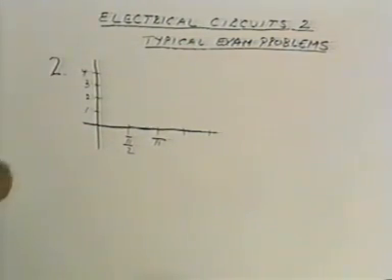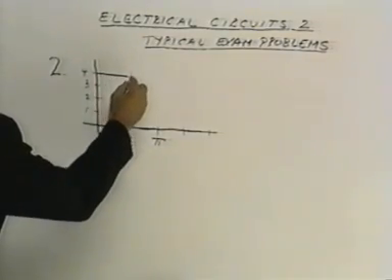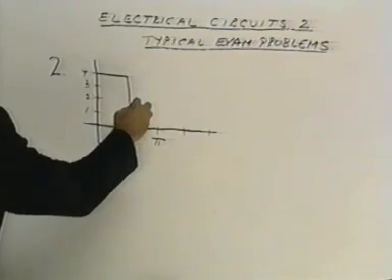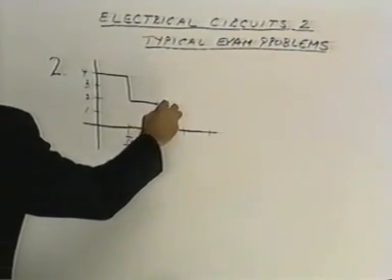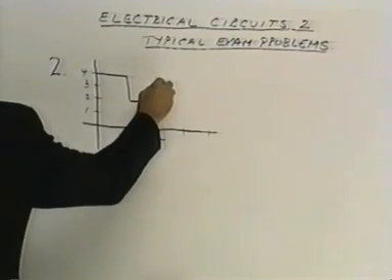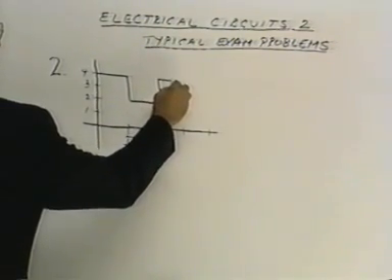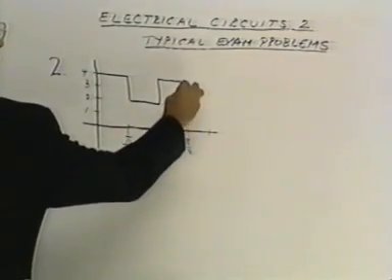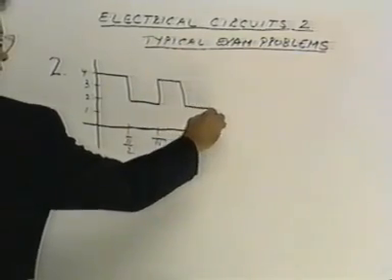Problem number 2, we have a voltage waveform which goes up to a value of 4 volts until pi over 2, drops to a value of 2 volts, stays there until pi, goes up to 4 again, stays there until 3 pi over 2, drops down again, and then levels off.